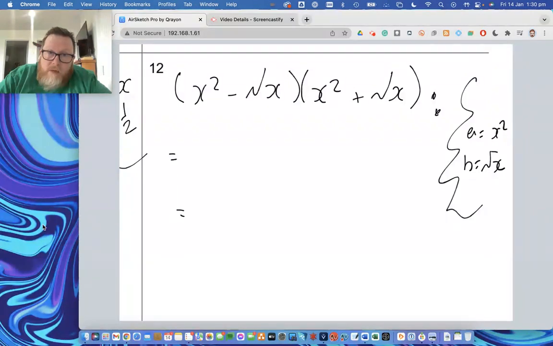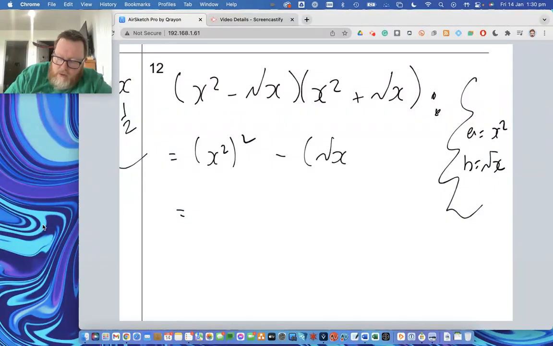Hopefully you did that pause, and if you didn't, it's up to you. There's a bit going on here, so I'd definitely use a second line, I think, which is square the first term minus square the second term, like so. Okay, just straightforward like that.